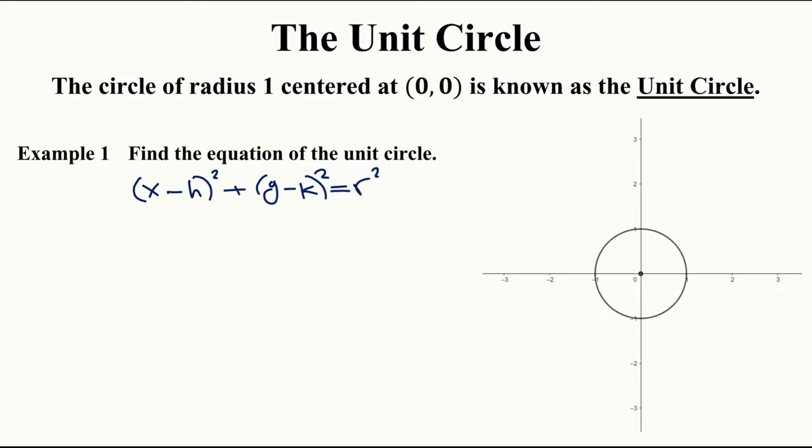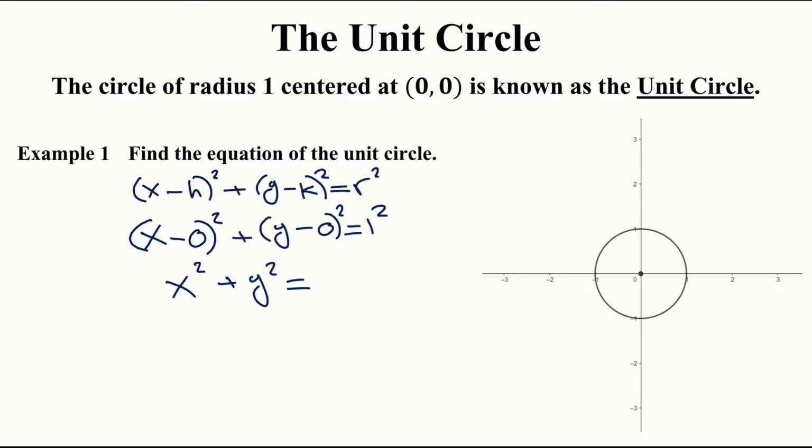So now we're going to substitute 0 for h and also 0 for k. So we get (x minus 0) squared plus (y minus 0) squared equals, and we're going to substitute 1 for the radius r. So x minus 0 is of course just x. So we get x squared plus y squared equals, and we know that 1 squared is just 1. So there you have the equation of the unit circle.